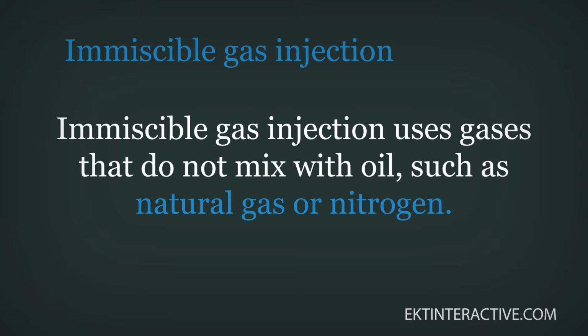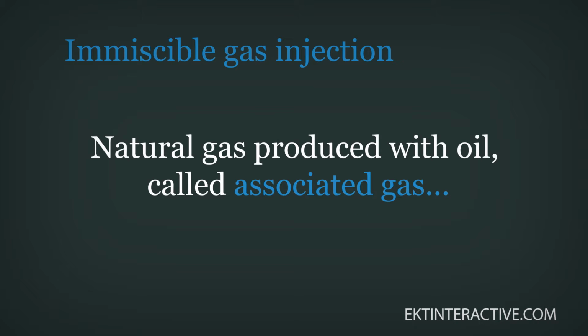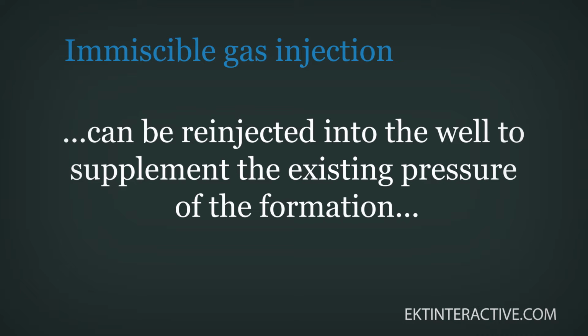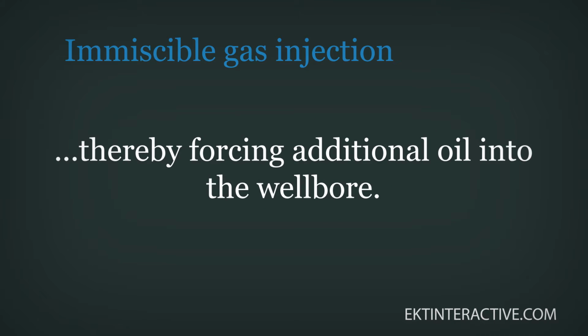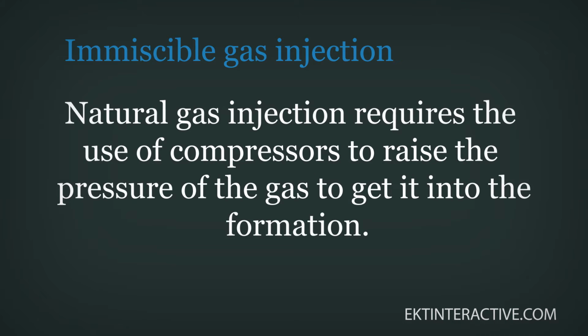Immiscible gas injection uses gases that do not mix with oil, such as natural gas or nitrogen. Natural gas produced with oil, called associated gas, can be re-injected into the well to supplement the existing pressure of the formation, thereby forcing additional oil to the wellbore. Natural gas injection requires the use of compressors to raise the pressure of the gas to get it into the formation.